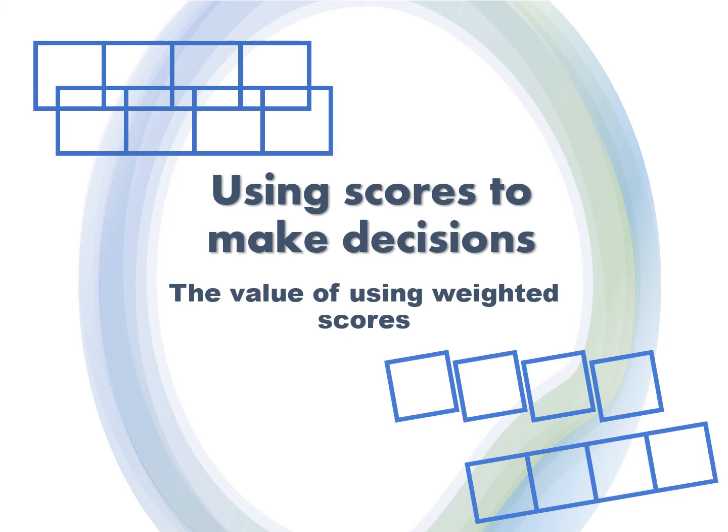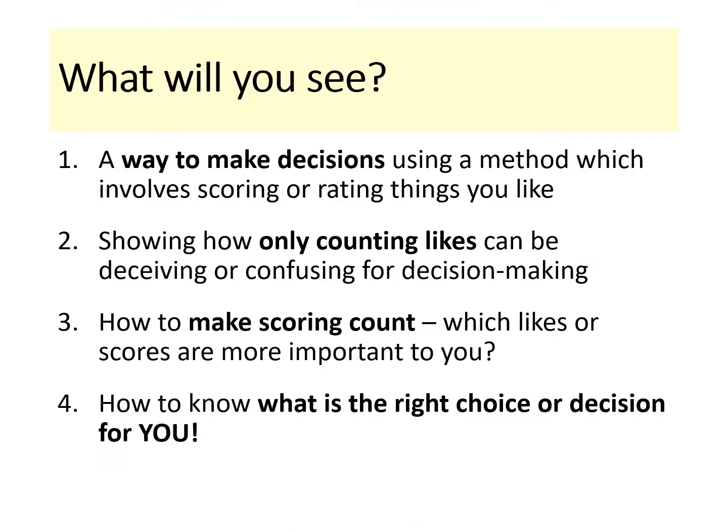This shows you an example of how you can use scores or likes to make decisions easier, using a way of looking at your criteria and your likes in two different ways. What will you see? You'll see a way to make decisions using likes or ratings that you give the options you have.